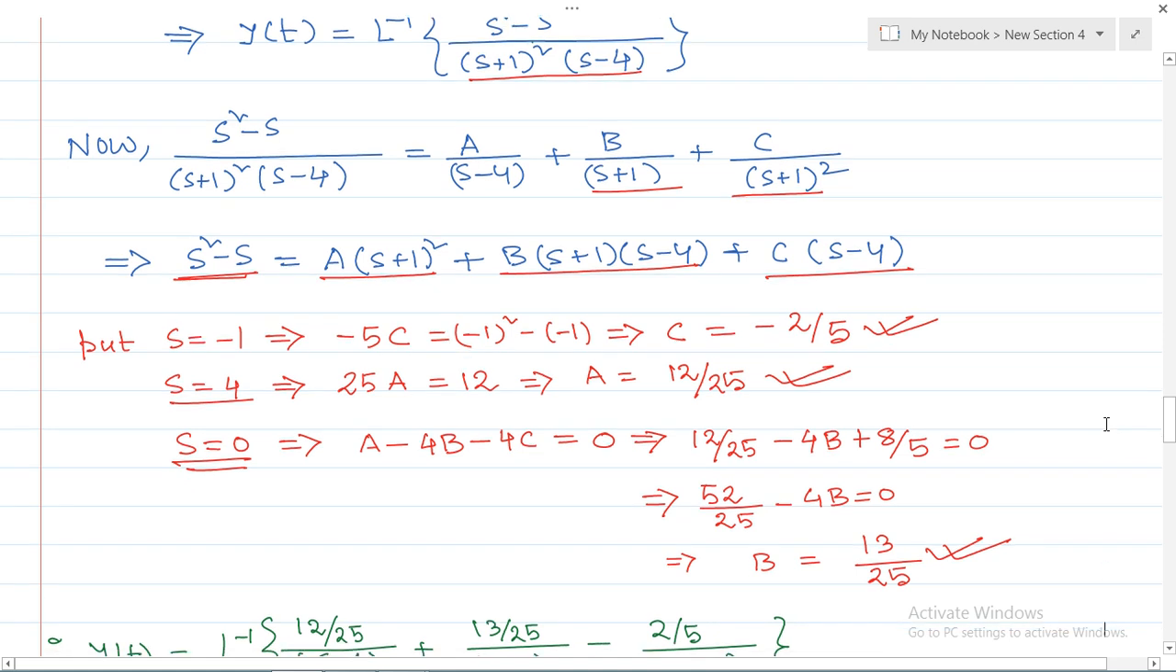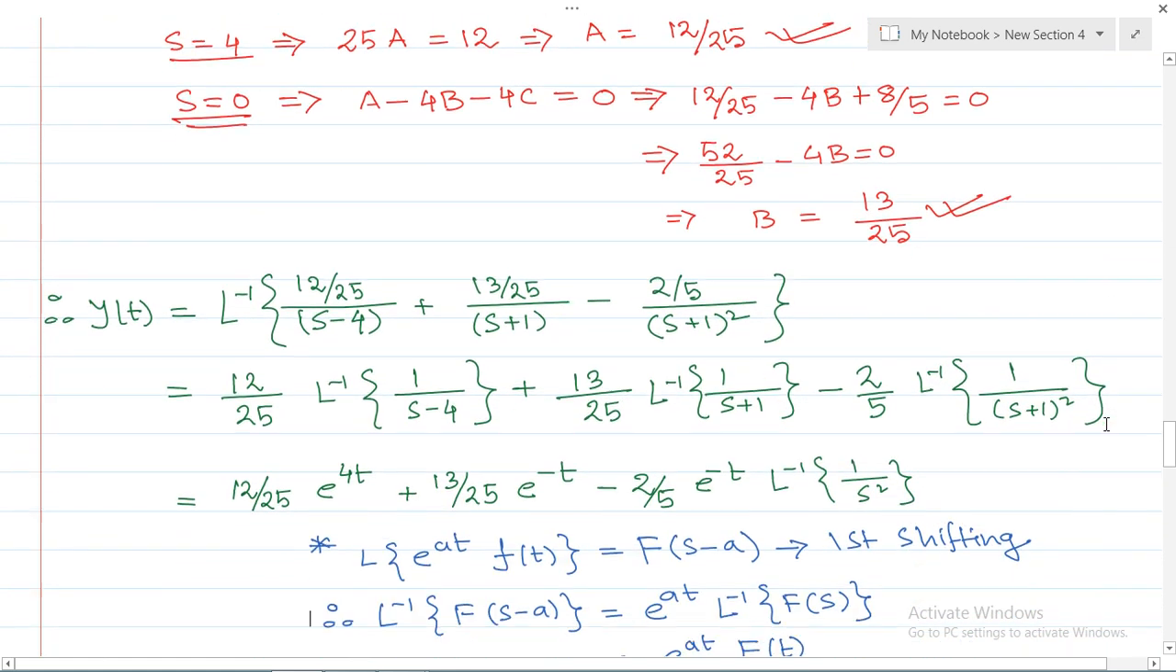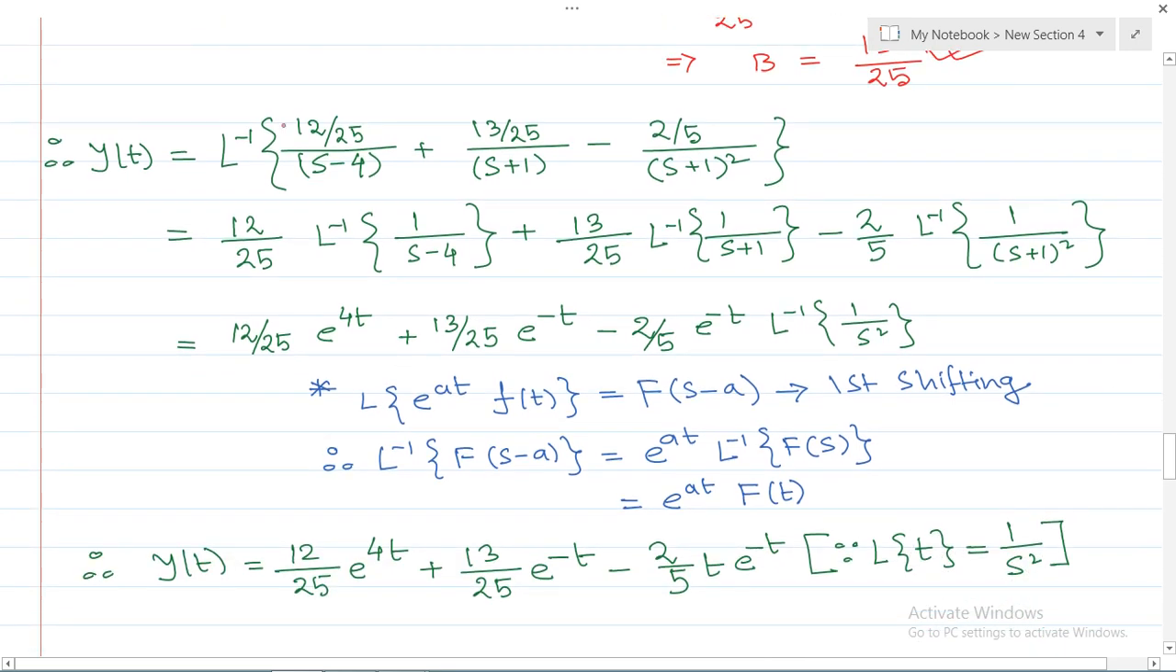So ultimately what is coming as a result? y(t) is coming as L inverse of 12 by 25 by s minus 4 plus 13 by 25 by s plus 1 minus 2 by 5 by s plus 1 whole square. All the constant terms we have taken outside because of the linearity property, and inside we have kept the s related terms. So L inverse of 1 by s minus 4 is e power plus 4t. 1 by s plus 1 will be e power minus t. In problem 1 I have described the formula.